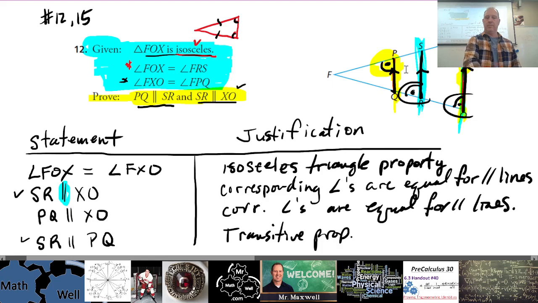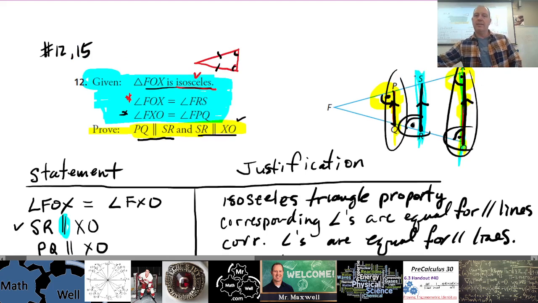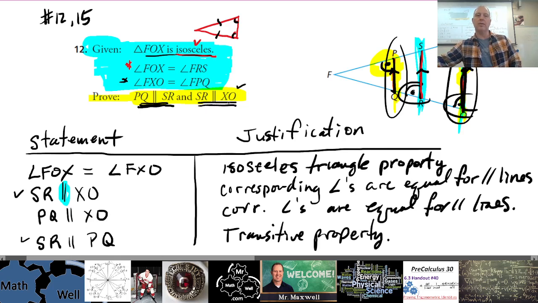Finally, if we have these two being equal, and also these two being equal, then by the transitive property you can say that SR, that's the middle line, this is getting really messed up now, but this middle line right here, is parallel to PQ. SR is parallel to PQ. That's one of the things that we're trying to prove. So SR is parallel to PQ because of the transitive property. And we already proved the second part, SR is parallel to XO, up here because corresponding angles are equal for parallel lines.